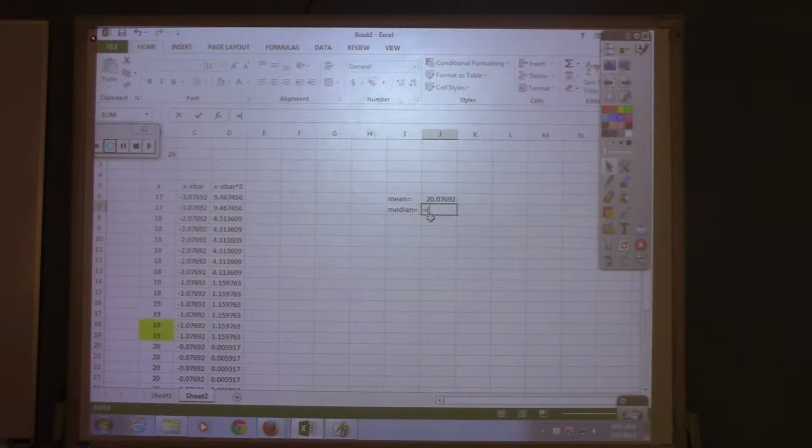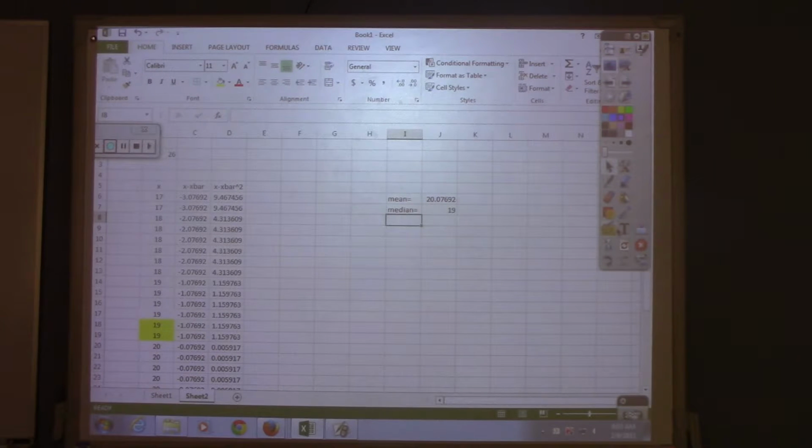Equals, parentheses, this guy plus this guy divided by 2. What do you notice about the median and mean? Very close. Is it closer? Yeah.